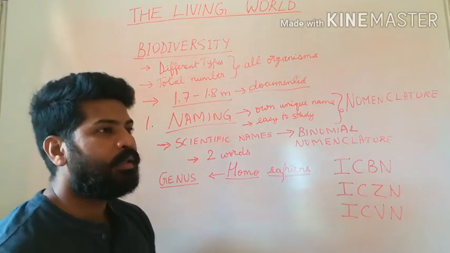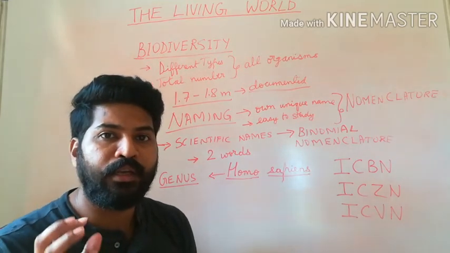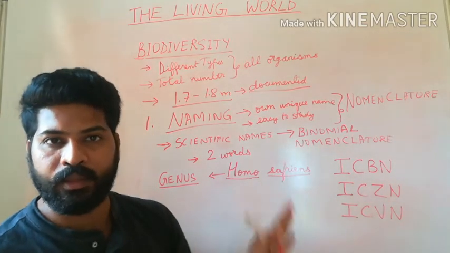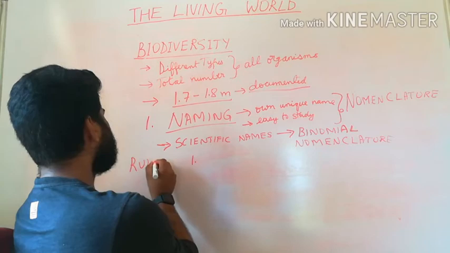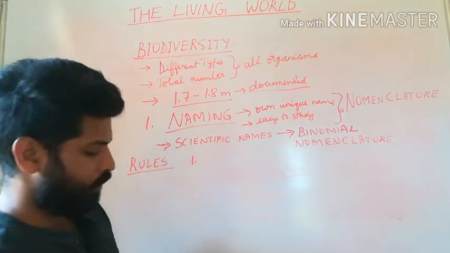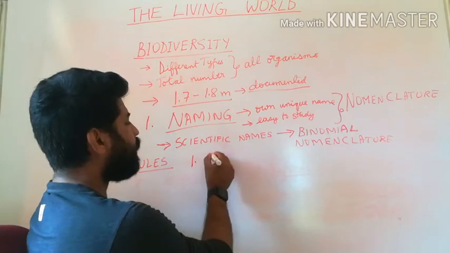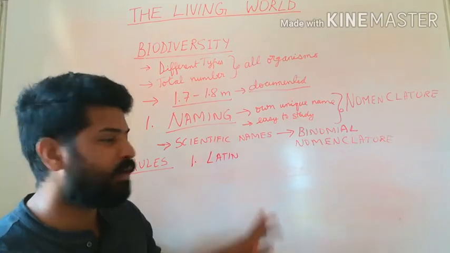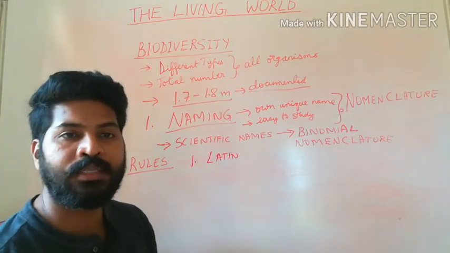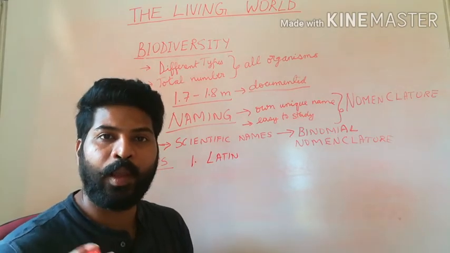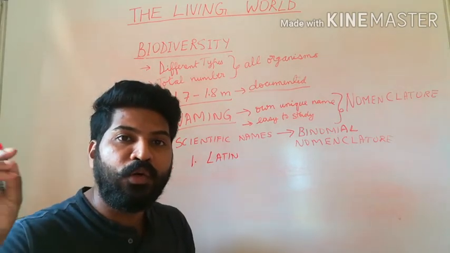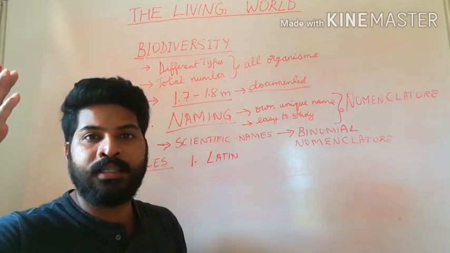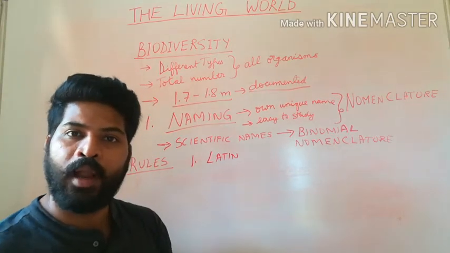Now, there are a few rules that need to be followed when binomial nomenclature is given to any organism. These are the rules of binomial nomenclature. Rule number 1, names are always taken from Latin. The scientific names are taken from the Latin language because it is a dead language. The language can never be modified or new words will not be introduced into this language. So whatever the names that were given in the 17th century are still applicable even now and also in the future.